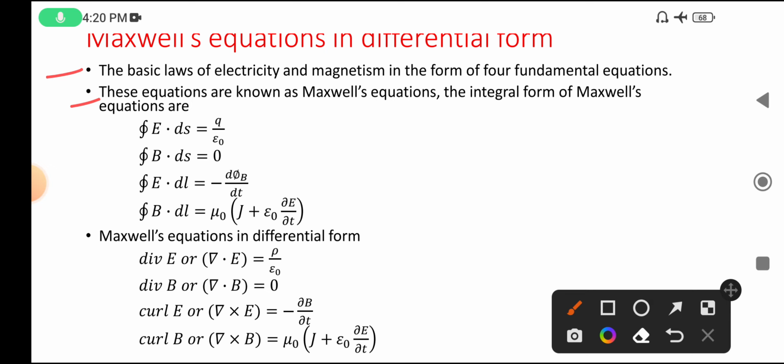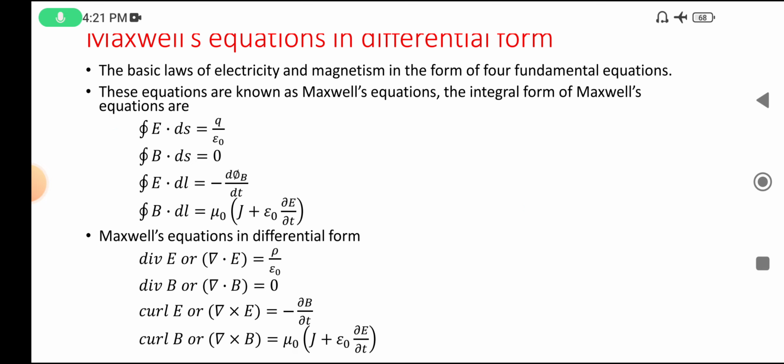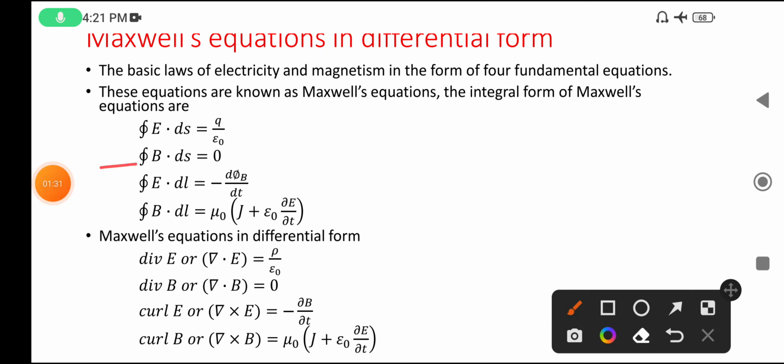The integral forms of Maxwell's equations are integrals over a closed surface or closed loop. Its meaning is over a closed loop. Okay, so integral E dot dS is equal to q by epsilon naught. In integral form it is. Next, integral B dot dS is equal to 0.